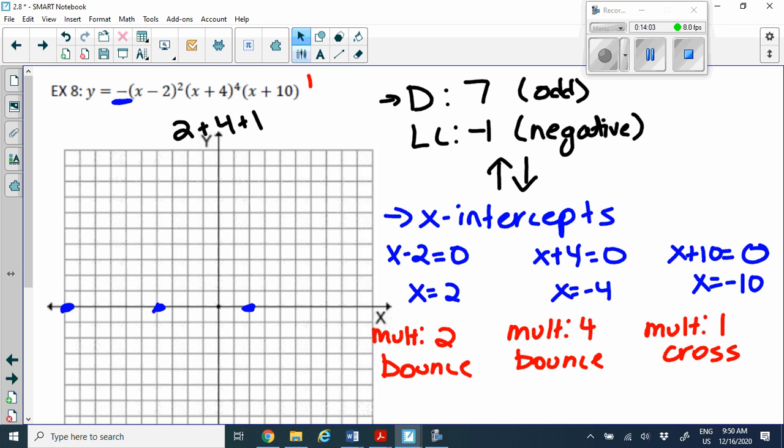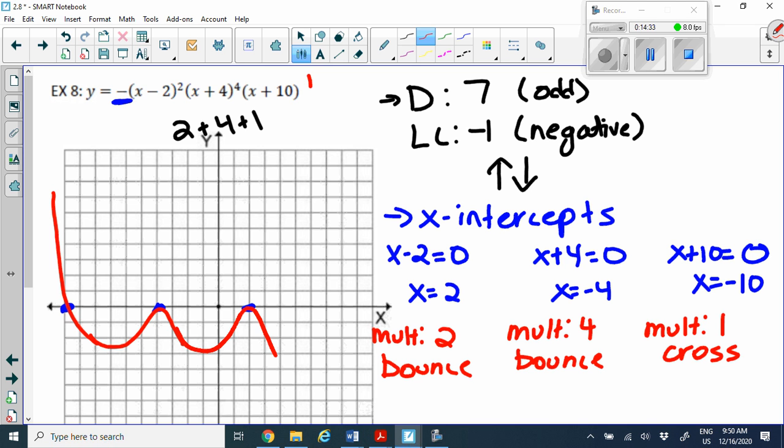Okay, now remember our arrows. On the left-hand side, go ahead and start up, and at -10, we're going to cross there. So I'm going to cross. Now, at -4, I'm going to go ahead and bounce. In order to bounce, I need to come up. I'm going to hit that x-intercept, and I'm going to come right back down, okay? Now, from there, I'm going to once again bounce at 2. So in order to do that, I need to come back up, hit x equals 2, and then come right back down. And so my arrow's going down, and my arrow's going up.